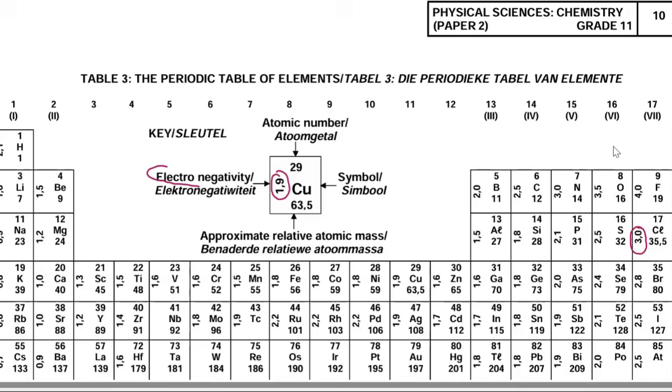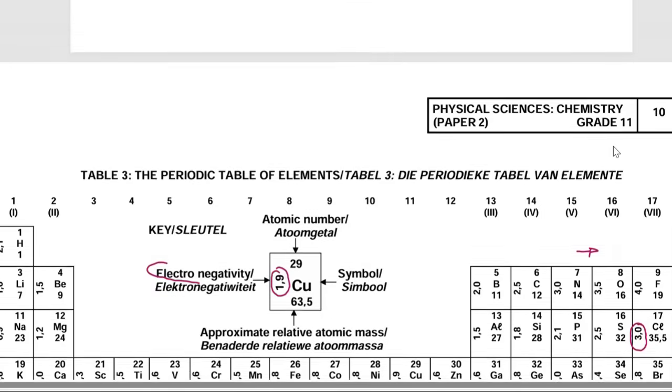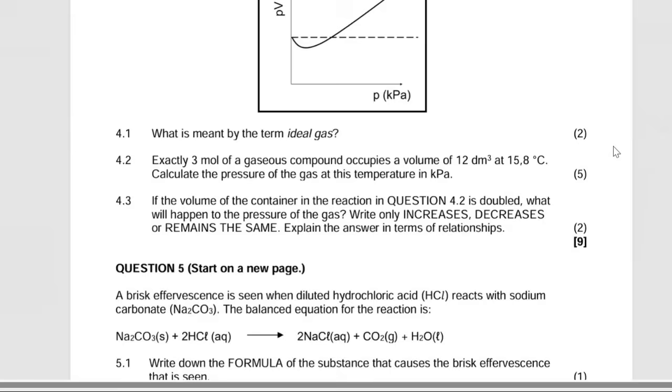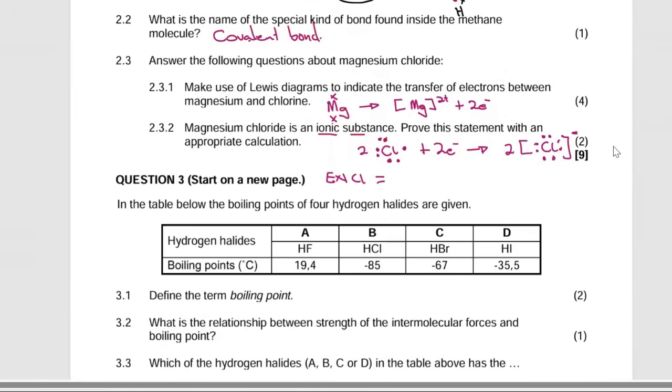So you can see as we are moving to the right, what happens to your electronegativity values? It actually increases. But as you are going down the group, it decreases. So electronegativity increases from left to right, and it also decreases down the group. Then that's the electronegativity value for chlorine, which is 3.0. Then we're going to scroll back to our question. The electronegativity value for chlorine is 3.0.